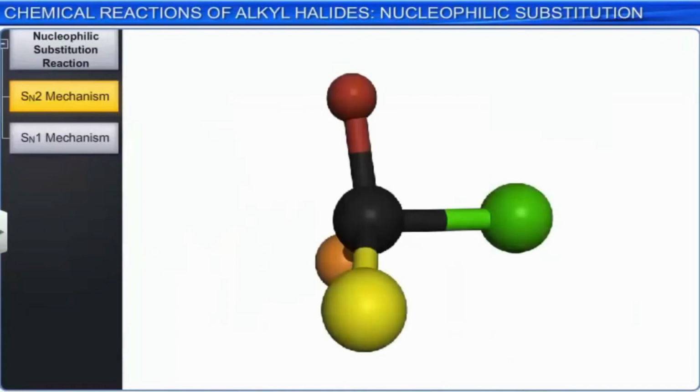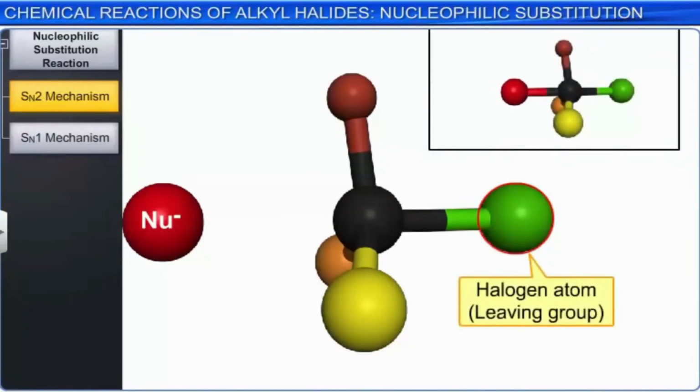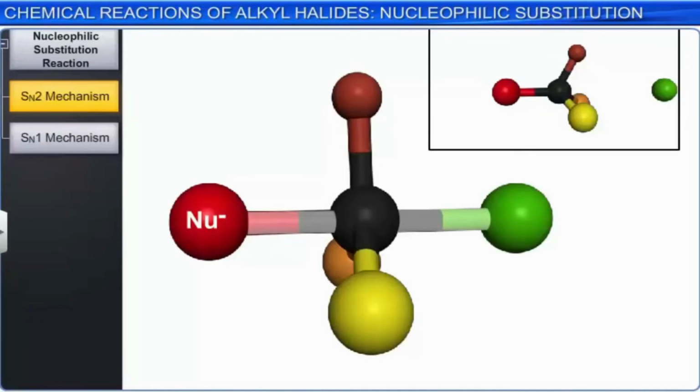In the SN2 mechanism, the nucleophile attacks from the back of the molecule, on the opposite side from the halogen atom, the leaving group in this reaction. The leaving group leaves simultaneously. This is described as a concerted mechanism. That is a one-step mechanism, because the new bond between the nucleophile and the carbon atom forms at the same time as the carbon-halogen bond breaks, as shown in the pentacoordinate transition state.